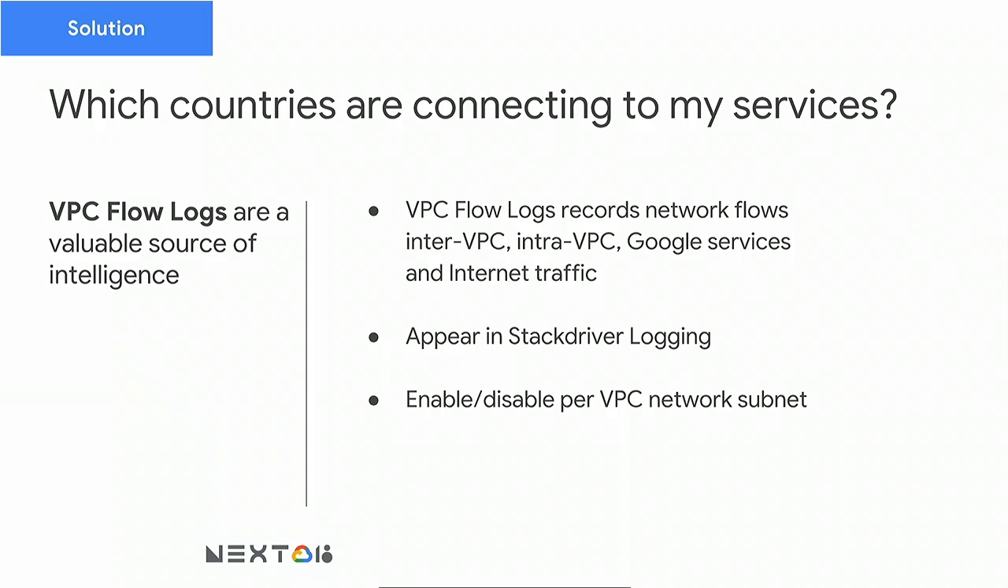VPC Flow Logging is typically how we get this information out. You turn it on on a per-subnet basis, and we record 4 different types of traffic. We record inter-VPC, so any traffic within the subnet; intra-VPC, traffic between multiple subnets, assuming the logging's turned on; traffic to and from Google services, so sending requests to BigQuery and getting responses; and also internet traffic, so internet egress and ingress between your applications and services. And all these logs, as per before, go into Stackdriver Logging, and they're pretty valuable.